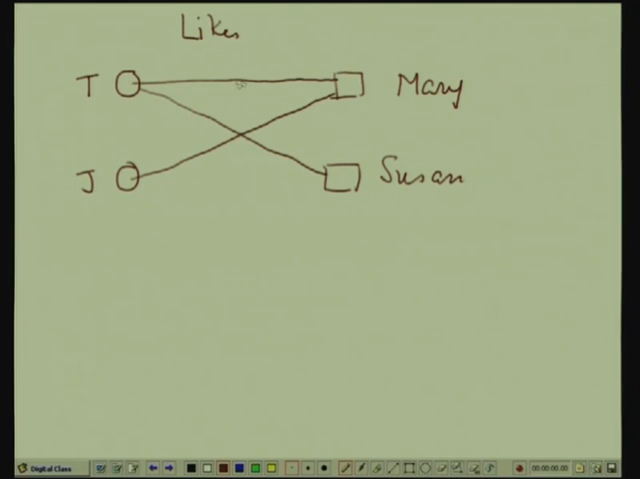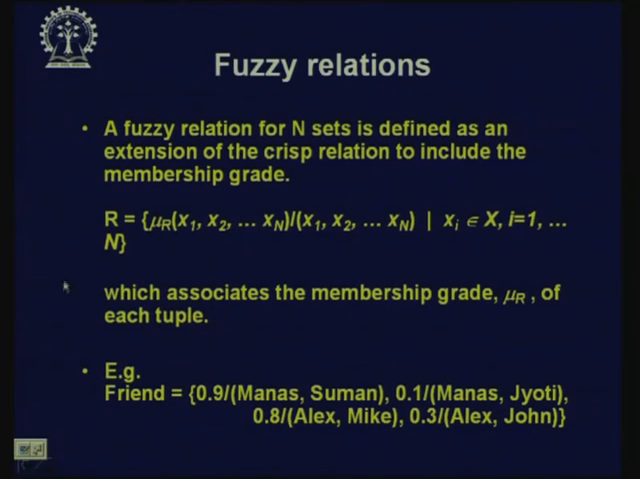So, this graph can be used to represent the relation. Now, the strength of each of these links, which denote the relationship from Tom to Mary, all have a strength of 1 in the case of a crisp relation. But in the case of a fuzzy relation, there is a degree of association or degree of belonging.